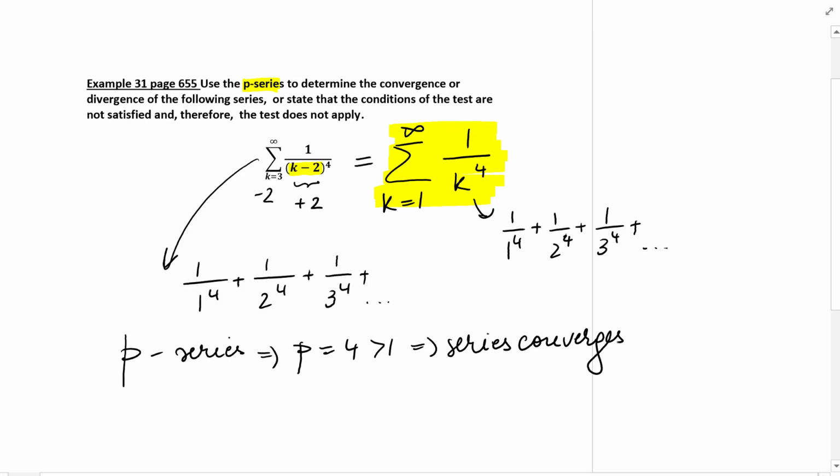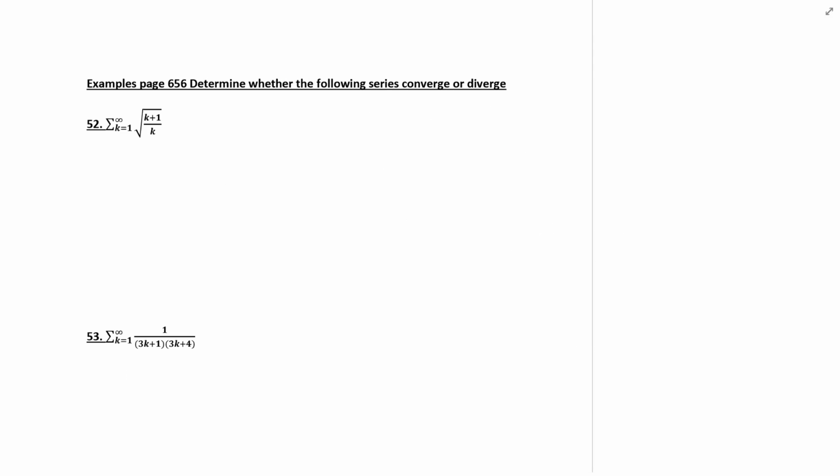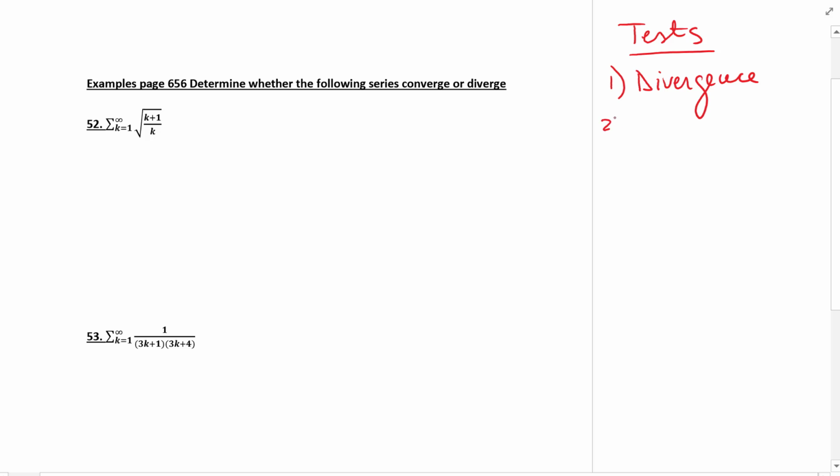Another way you can prove this is by calculating the integral, using the integral test. Now let's take a look at more problems. What's interesting here is it says determine whether the following series converge or diverge. They are not telling us which method to use. So let's make a quick review of what tests we learned. We learned the divergence test, we learned the integral test, we learned the p-series.